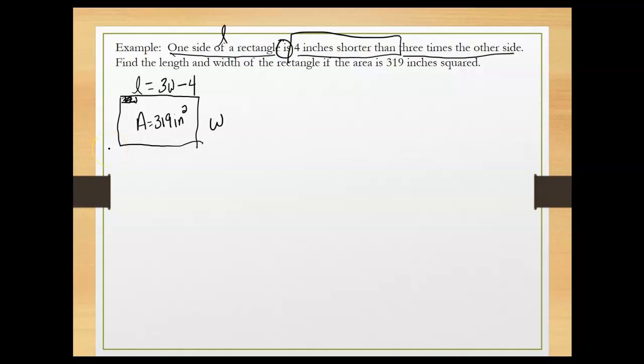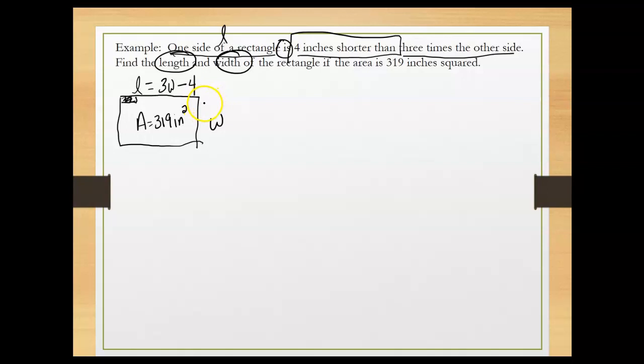Now the question we should ask ourselves is, what are we trying to find? Well, remember, we're trying to find both the length and the width, which conveniently I already have in my picture and I'm about to put into my equation. So the question asks, can I write an equation and is it a linear or a quadratic equation?